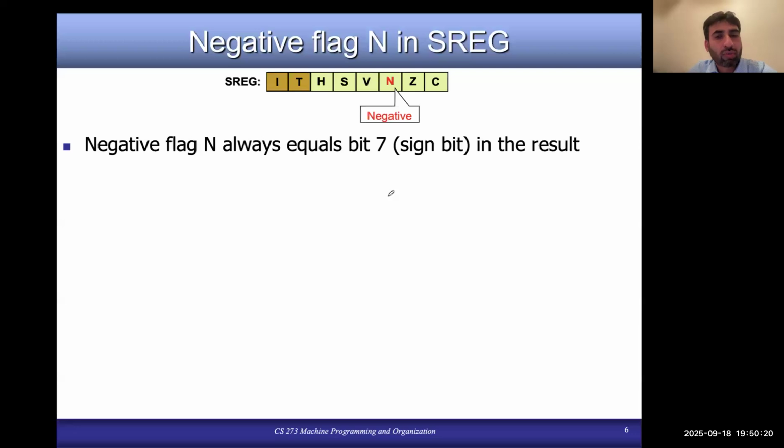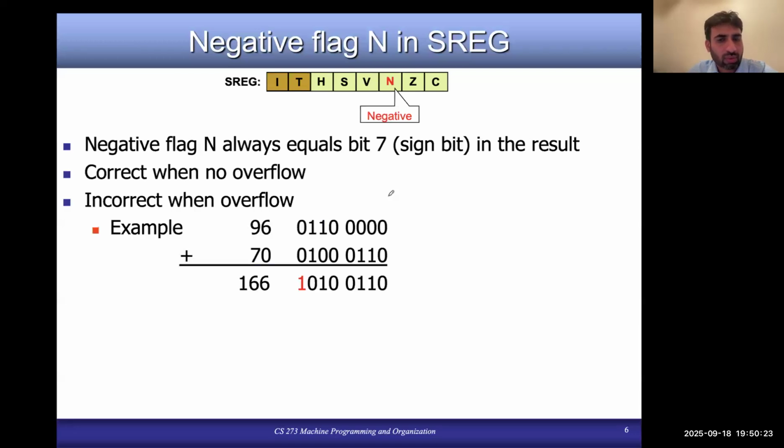Here let's have an example. Let's say we want to add these two numbers, 96 and 70. I don't want to walk you through the addition process; you can do it on your own. But when you add, you will see that the most significant bit is 1. Remember that n is simply a copy of the most significant bit position. So n is equal to 1, which means the result is negative.